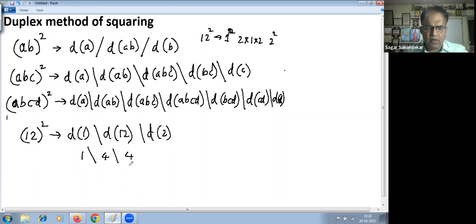And then the final answer, you have to write from right to left, because there is a double digit somewhere here, you have to pick a single digit. At the end, whatever comes here, that you have to write as it is. So 4, 4, 1.